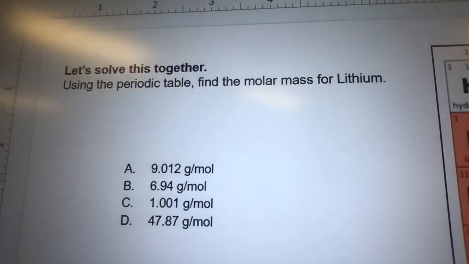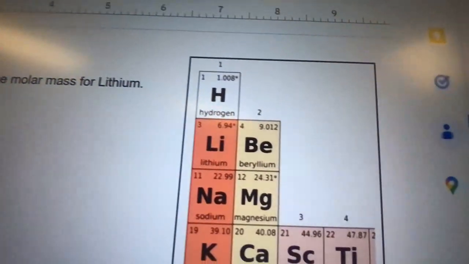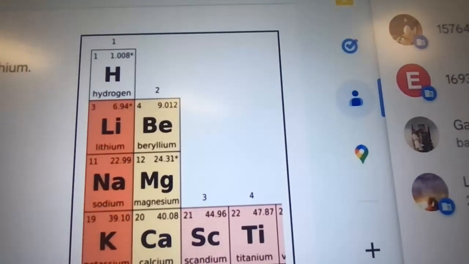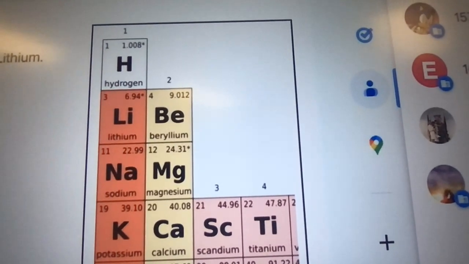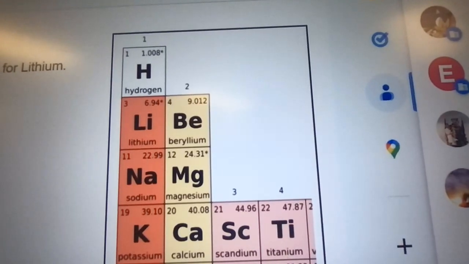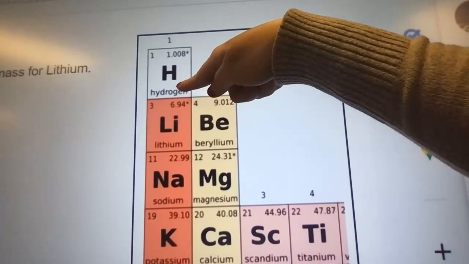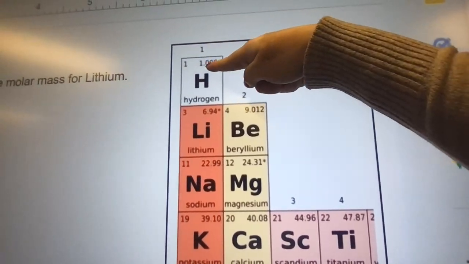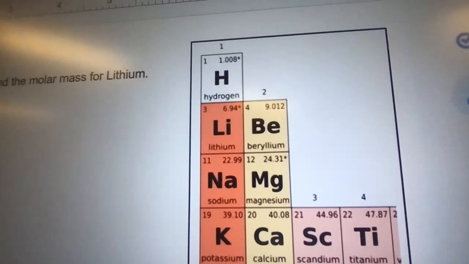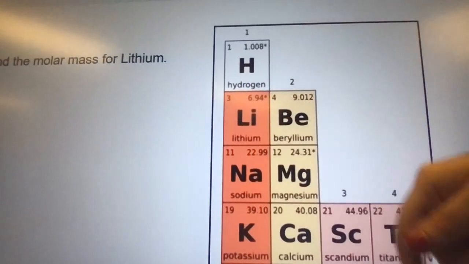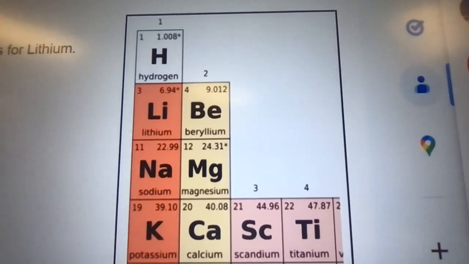It's asking you about, you're going to use the periodic table, and you're going to find the molar mass for lithium. Find lithium here, and then you're going to get the answer. Remember that the molar mass is the same thing as the atomic mass. You already know that the atomic mass is the higher number that you see on the element. For example, if you have hydrogen, you have here number 1, and then here 1.008. The number that is higher is going to be your atomic mass. In this case, you're going to find lithium, and the higher number is going to be your grams per mole, your molar mass.